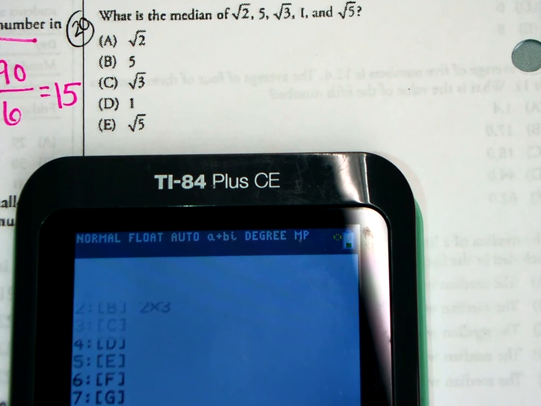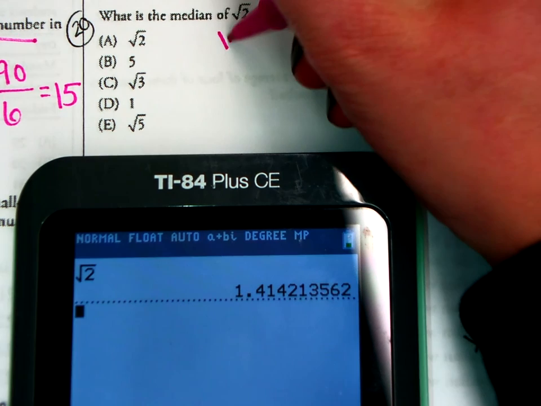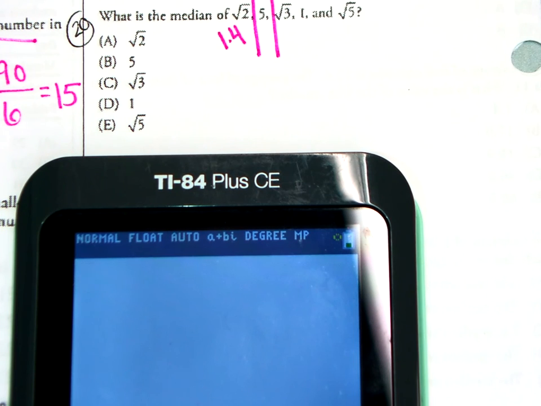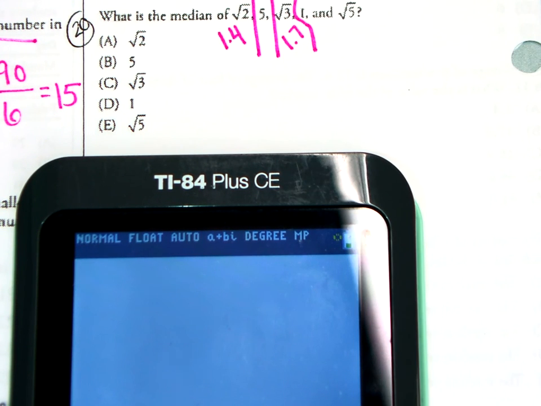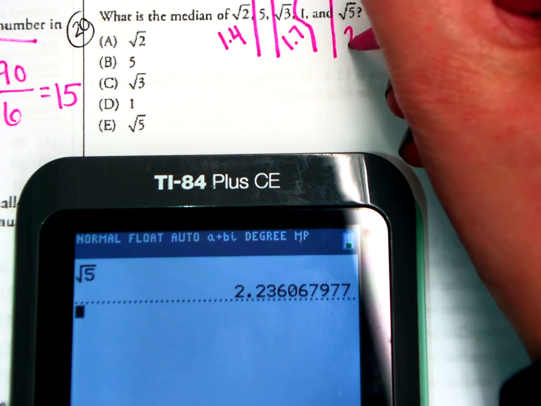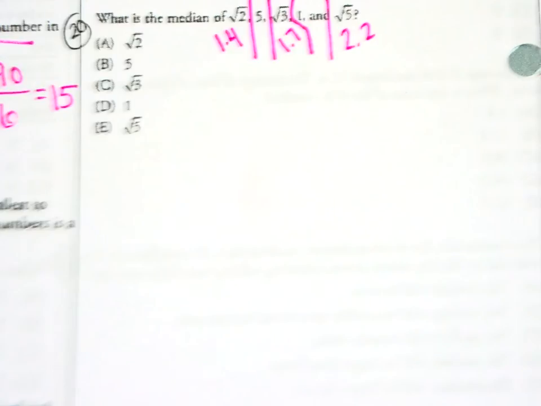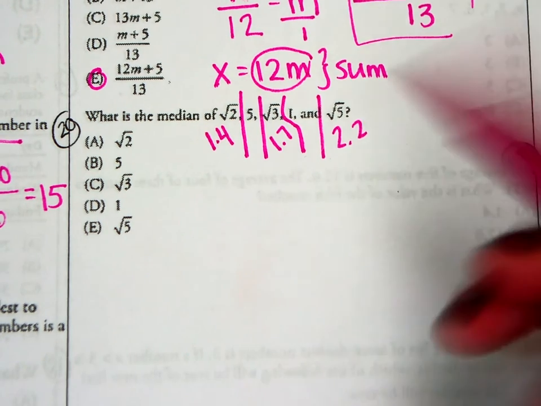So the square root of 2, roughly 1.4. I know 5 is a whole number, so I'm not going to worry about that. Square root of 3 is roughly 1.7. That's a 1. Square root of 5 is 2.2. So I'm just kind of calculating all of the answers. Now I'm going to organize them, least to greatest. The smallest number here is 1.